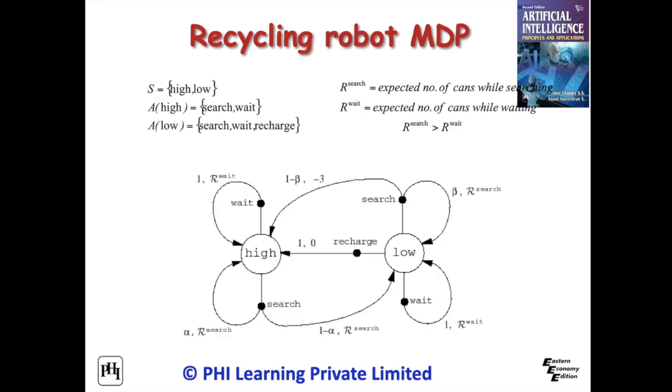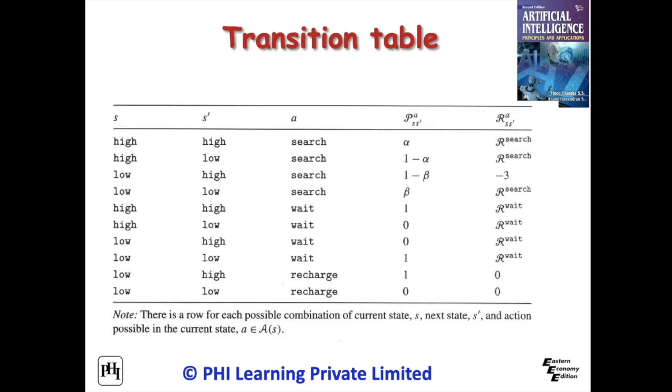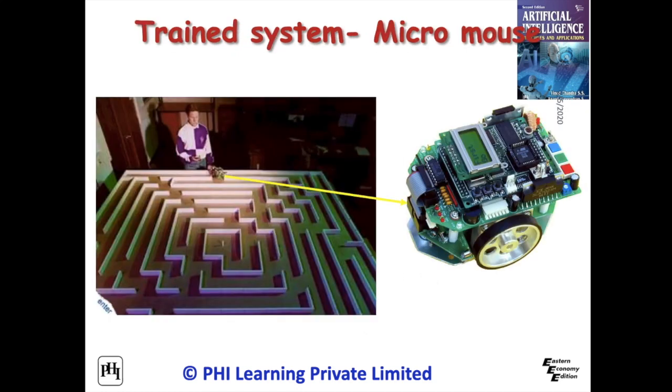Suppose the environment works as follows. The best way to find cans is to actively search for them, but this runs down the robot's battery, whereas waiting does not. Whenever the robot is searching, the possibility exists that its battery will become depleted. In this case, the robot must shut down and wait to be rescued. The transition probabilities and expected rewards for the finite Markov decision problem of the recycling robot example are tabulated. There is a row for each possible combination of current state, next state, and action possible in the current state. From the point of view of the robot, the micro-robot can be designed as shown in the figure.